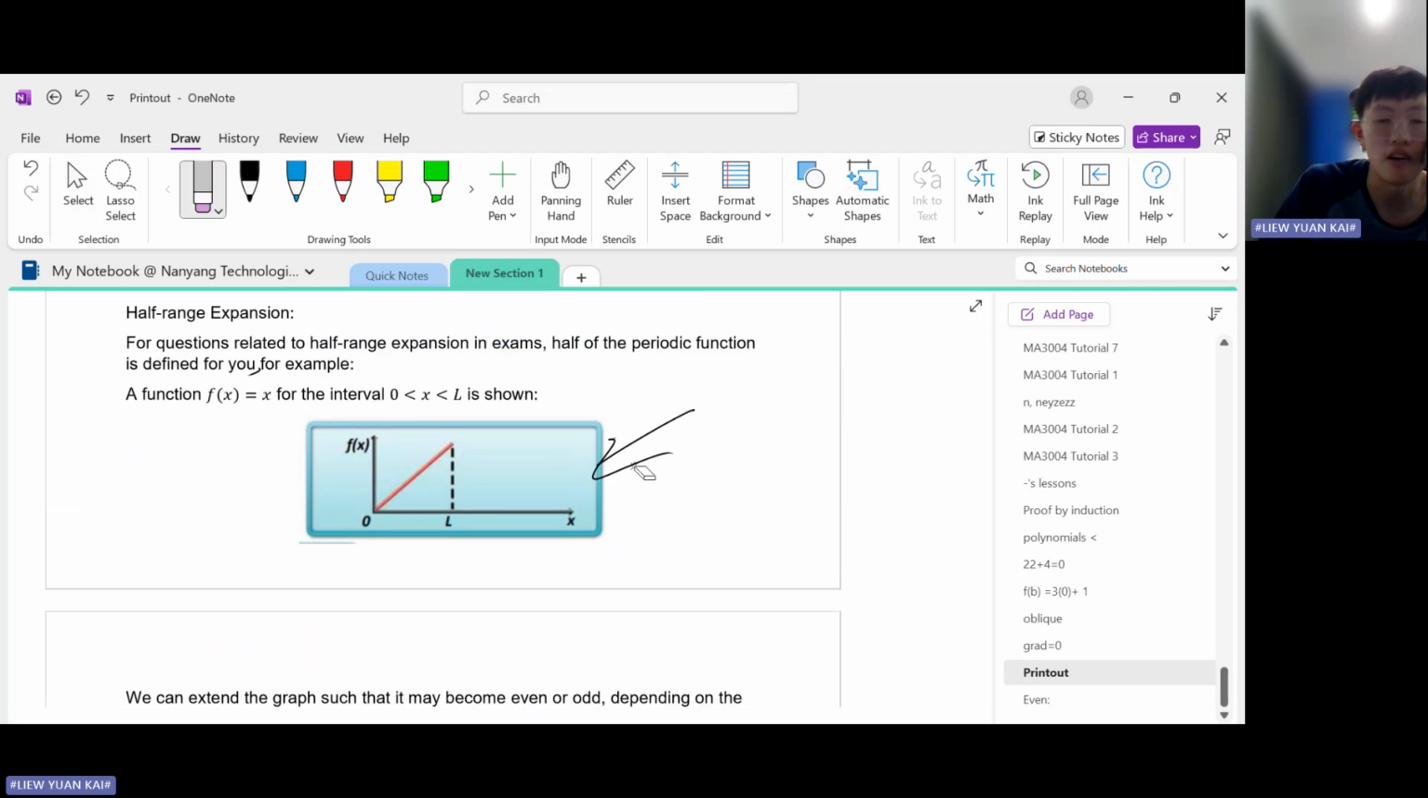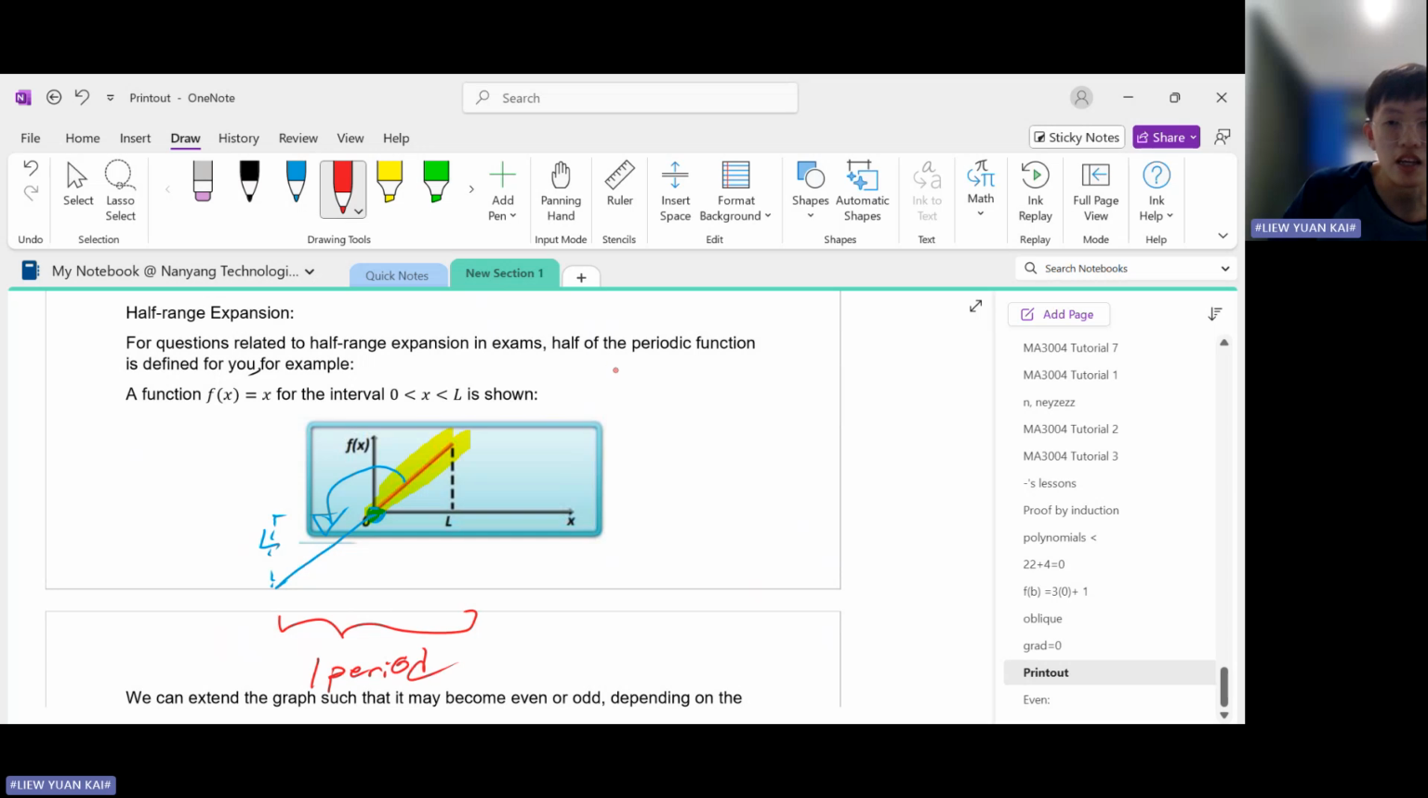Remember that odd functions are rotationally symmetrical about the origin, right? So this is the origin. It is rotationally symmetrical about here. So what you need to do is take this given graph and rotate it 180 degrees. If you rotate this 180 degrees, this guy will appear down here. So this will be L. And then voila. From here to here, this graph is one period.